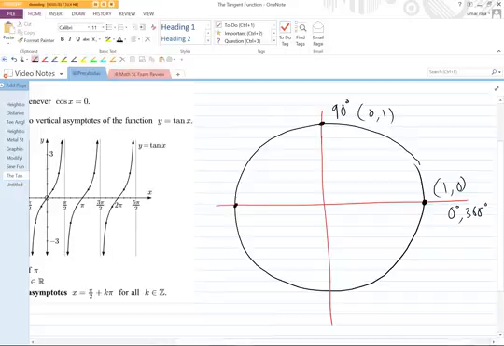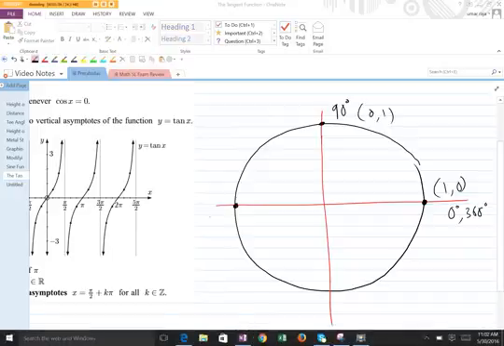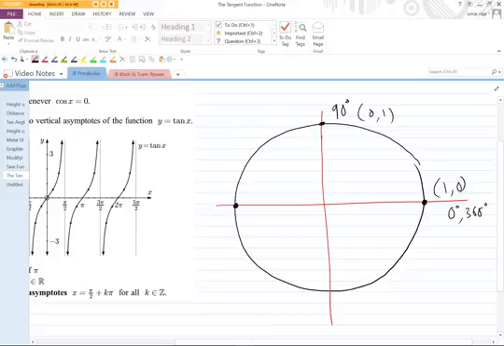Once you get to 180 degrees, which is the same as pi in radians, the coordinates are negative 1, 0. And then of course, once you're at 270 degrees, or 3 pi over 2, the coordinates that go with this one are 0, negative 1. Now, you also remember that if you're looking at the coordinates, the x-coordinate represents the cosine function, and the y-coordinate represents the sine.